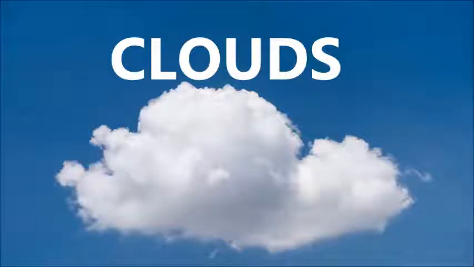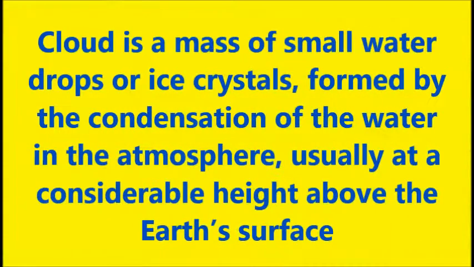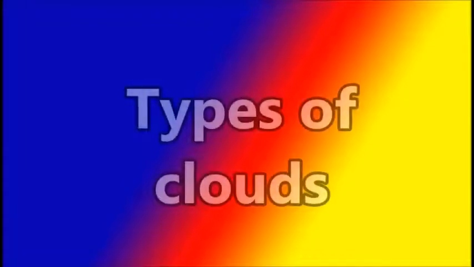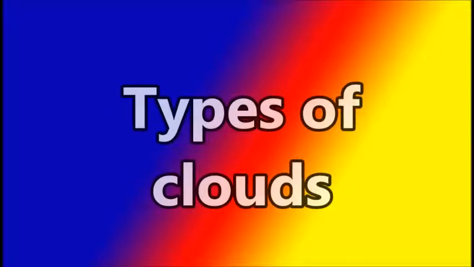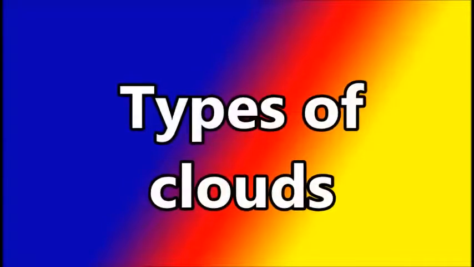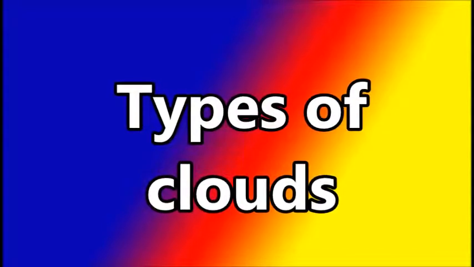Clouds. A cloud is a mass of small water drops or ice crystals formed by the condensation of the water in the atmosphere, usually at a considerable height above the Earth's surface. Types of clouds. Clouds are classified on the basis of their shapes and heights at which they occur.